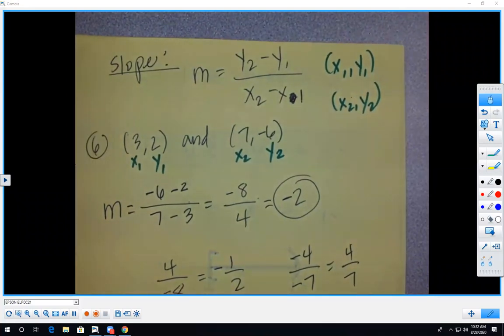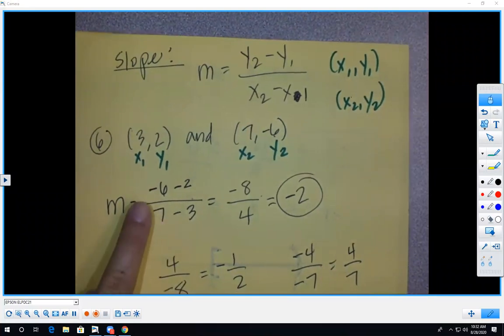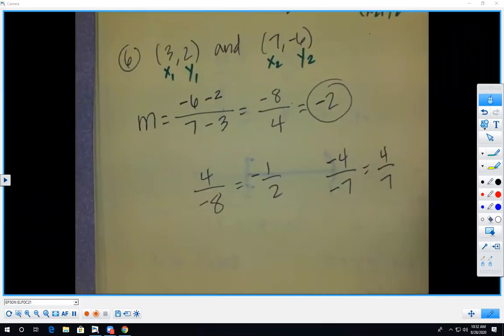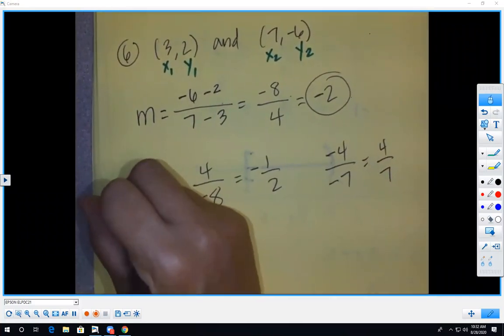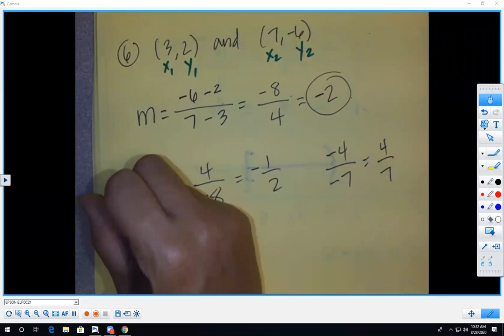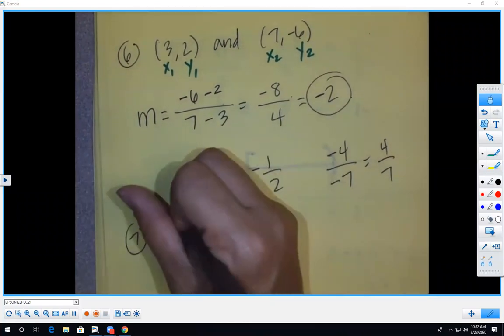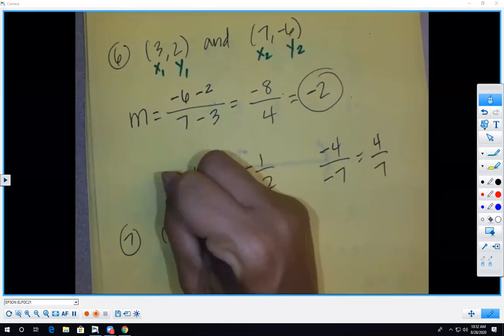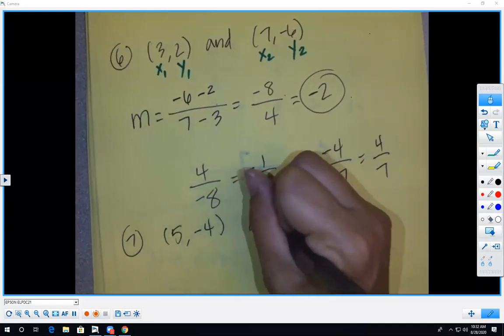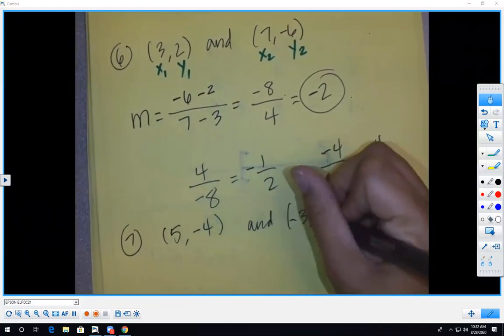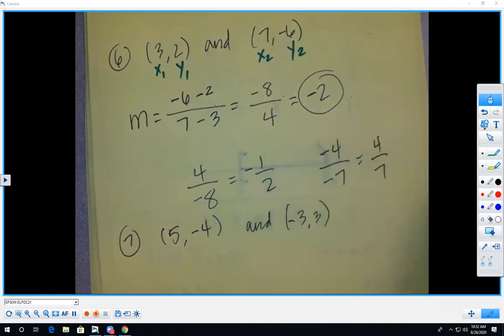Okay, do we need to do another one like that? As long as you're careful plugging it in, let me go ahead and do one that is minus a negative. Okay. What about if it was, let's do the one at number 14. 5, -4, and -3, 3.